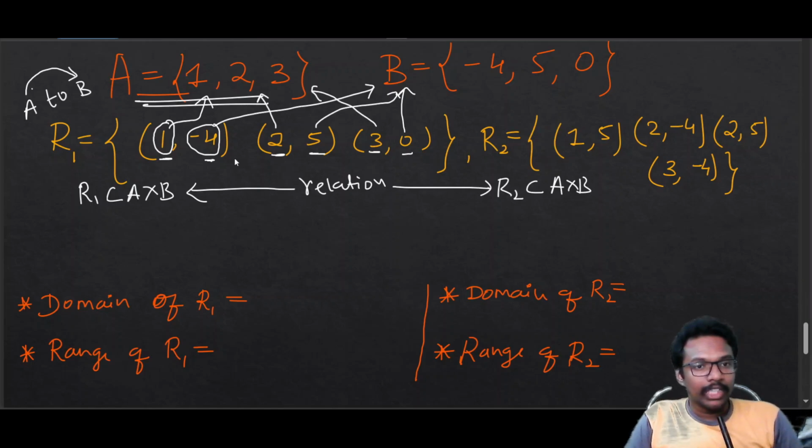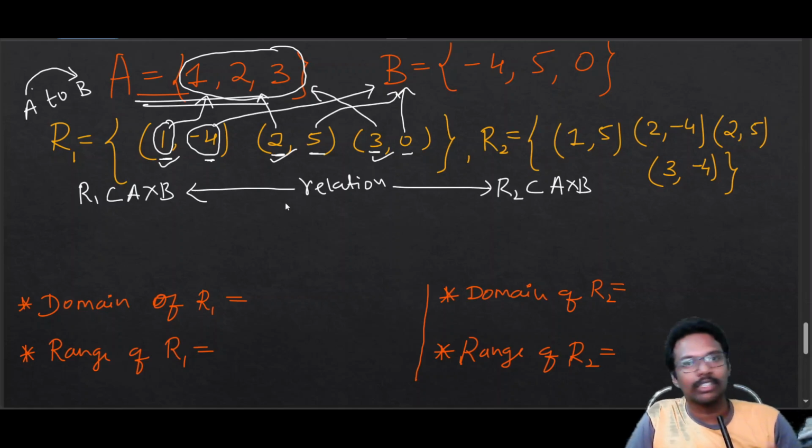Here the function definition says every element of A. If you watch my previous video, I have already explained the definition of a function. The definition says every element of A. Here A has 1, 2, 3, and in our relation we have used 1, we have used 2, and we have used 3. So every element of A is satisfied here.